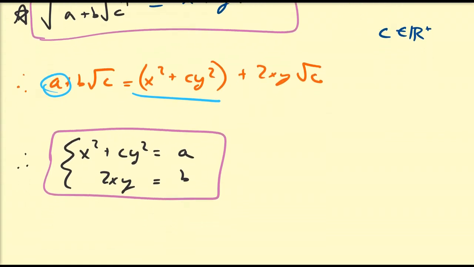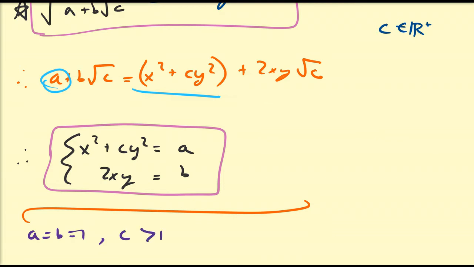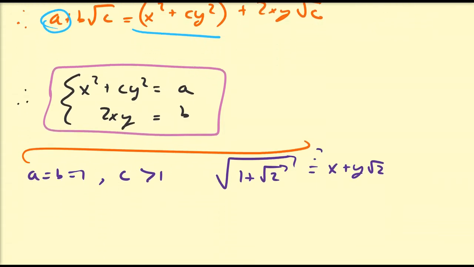All right, so let's look at a particular case that is a slight generalization, but not the total generalization. That is the case where a and b are both equal to 1, and c is greater than 1. So that means we're looking at something like 1 plus the square root of 2. Does there exist x and y such that this decomposes into this expression? So let us go through this proof. Well, it's not a proof because I haven't stated the theorem yet.